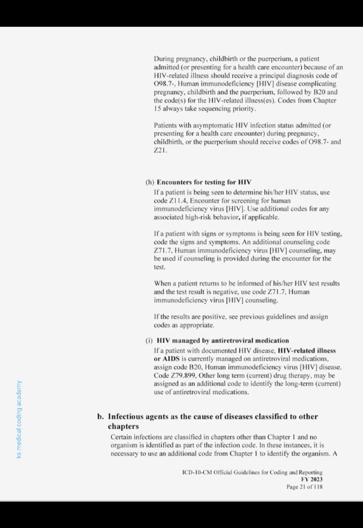I. HIV managed by antiretroviral medication. If a patient with documented HIV disease, HIV-related illness or AIDS is currently managed on antiretroviral medications, assign code B20, human immunodeficiency virus, HIV, disease. Code Z79.899, other long-term, current, drug therapy, may be assigned as an additional code to identify the long-term, current use of antiretroviral medications.